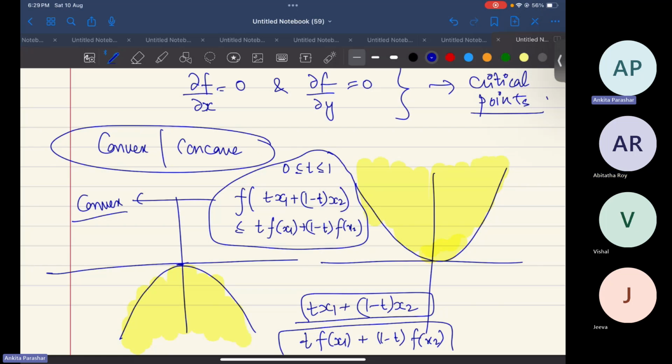If I start with t equal to 0, what is the point? T equal to 0 will give you x2 in the upper part and f of x2 in the lower part. If I look at t equal to 1, it will give you x1, and the other one will give you f of x1. Can you say it is the straight line joining x1 and x2 and f of x1 and f of x2? It would be better if you elaborate on this a bit. Sure.